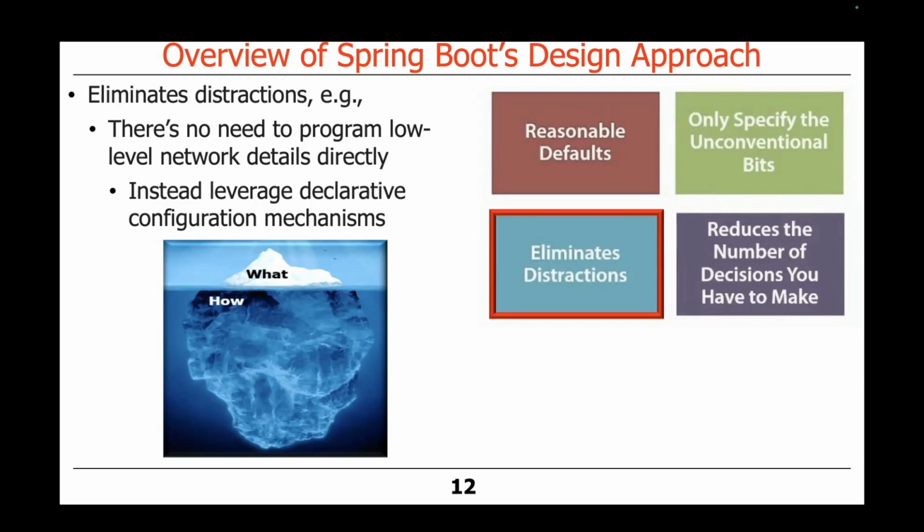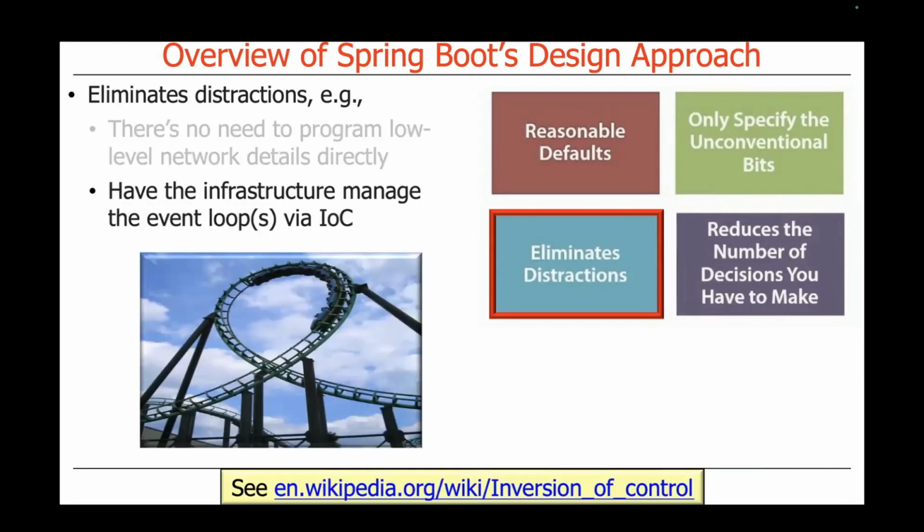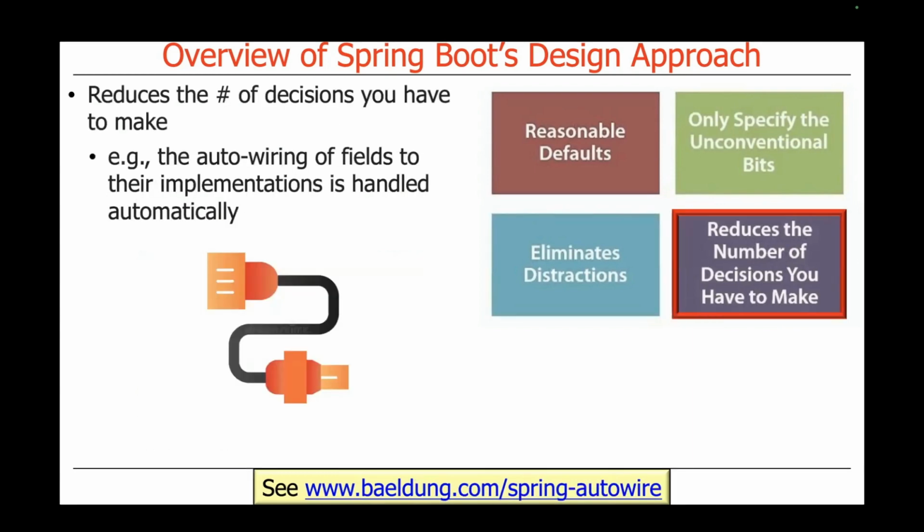So you don't need to worry about low-level programming details. This is also true for concurrency as well. In addition, we also want to have the infrastructure manage the event loops using inversion of control, like we talked about before. So again, try to focus more on business application logic and less on infrastructure plumbing with respect to things like memory management, concurrency, message passing, core mapping, different types of encoding, protocols, all that kind of stuff is hidden from you. And then another theme here is to reduce the number of decisions that you have to make.